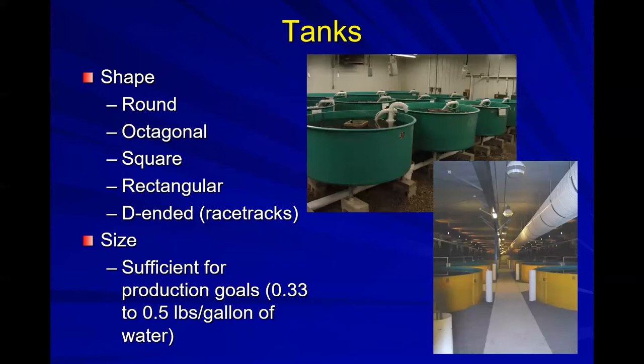There's lots of different types of tanks. A typical one is a round one. There are octagonal ones, and square ones. There are D-end ones that typically have a wall in the middle and move water, like a U shape. You're trying to push the amount of pounds that you can raise within these systems, and it typically is a third to a half of a pound of fish per gallon if your recirculating systems are efficient.